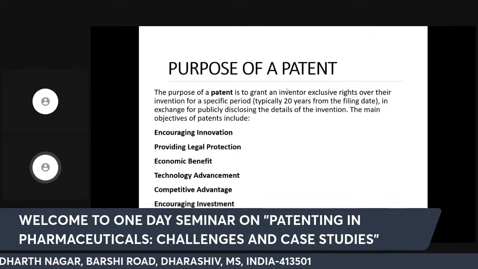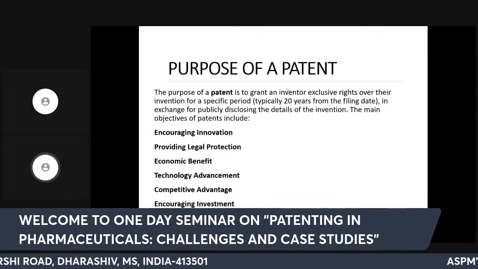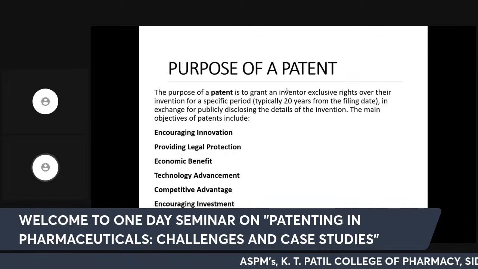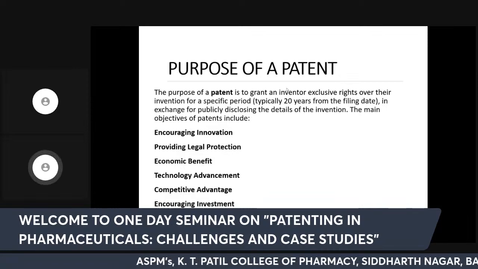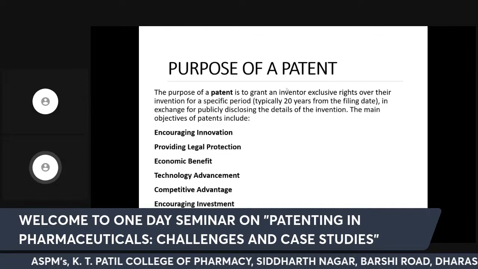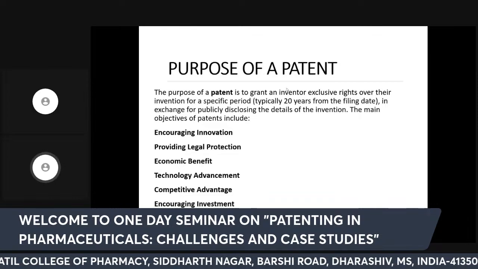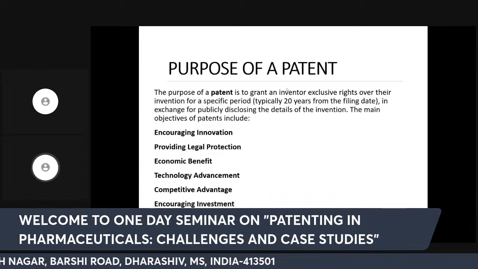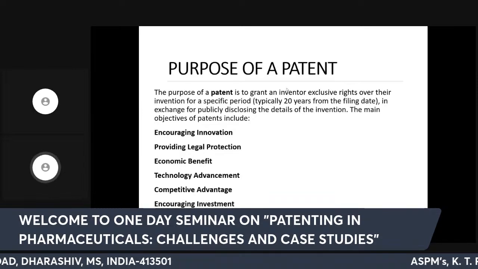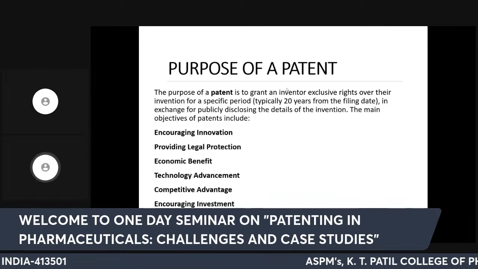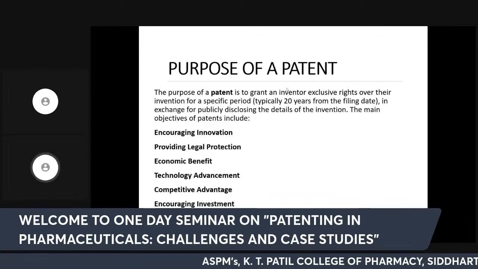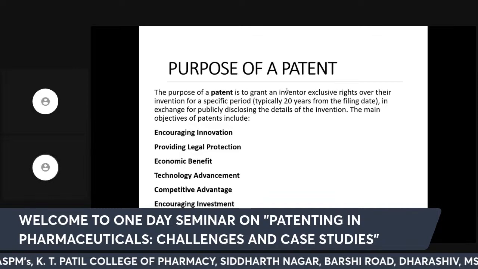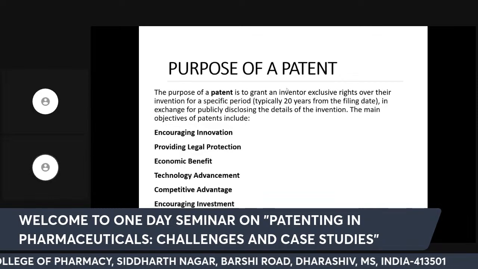Now, what is the purpose of a patent? The purpose of a patent is to grant an inventor exclusive rights over their invention for a specific period, typically 20 years from the filing date, in exchange for publicly disclosing the details of the invention. Also I would like to add, it provides protection to technological ideas and also provides the possibility of a reward not only for the creation of an invention but also for further development of an existing invention.